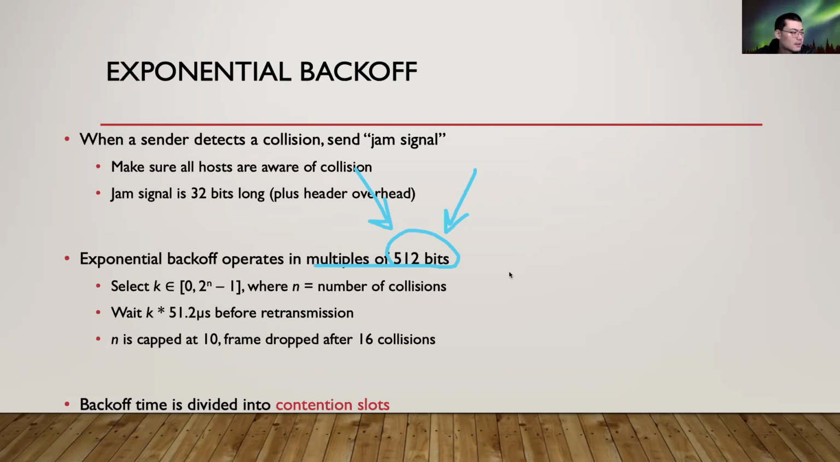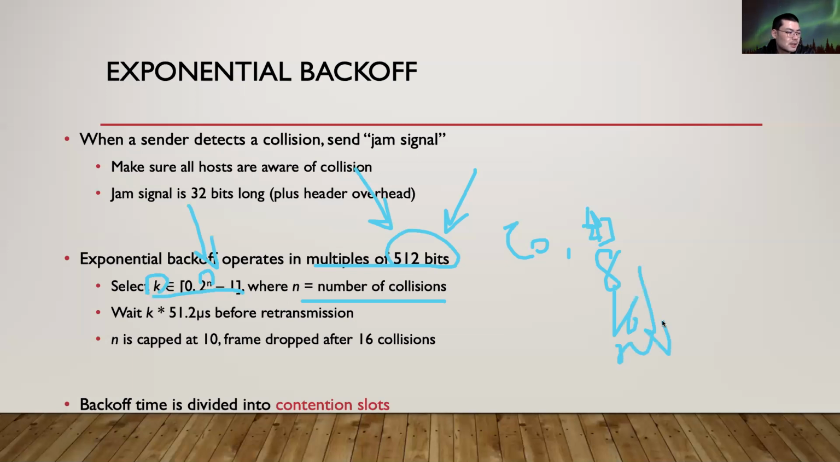So there will be a range. You randomly sample a slot number k, and the range is decided by n, where n is the number of collisions. The first time you collide, you pick from 0, 1, so 2 options. The second collision, 4. The third collision, 8. Then 16, 32, etc. It doubles.